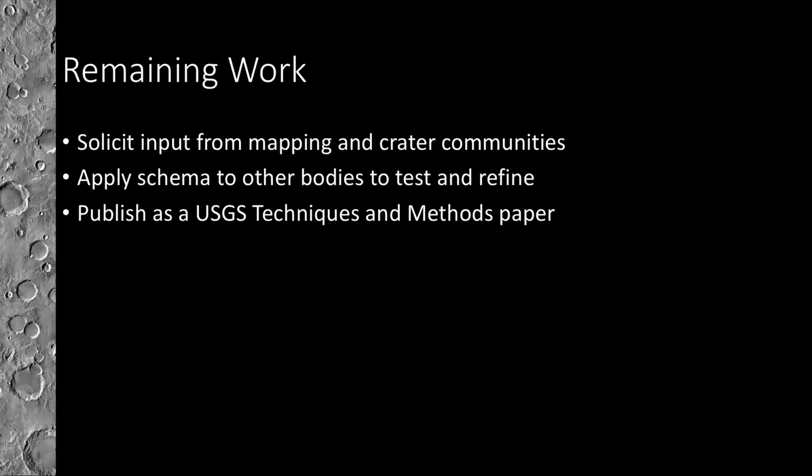So we're looking for input from y'all as a mapping community, and then we're also soliciting feedback from those in the crater community. We want to expand this schema to be applicable to other bodies such as Venus and Mercury, but we understand there might be a refinement that's needed later for unique morphologies present on those bodies. But ultimately, we want this published as a USGS Techniques and Methods paper to disseminate it and let people use it as mappers moving forward to standardize crater representations.